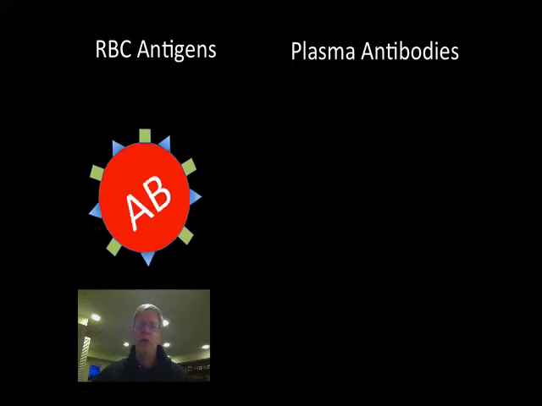A person that has AB blood, having both antigens on the red blood cells, will not have any antibodies. If they had one or the other or both, then of course it would attack their own blood, and our bodies will not produce antibodies that will attack ourselves.